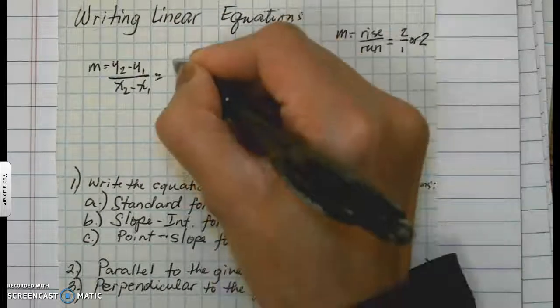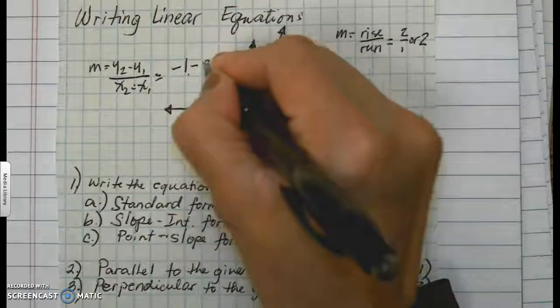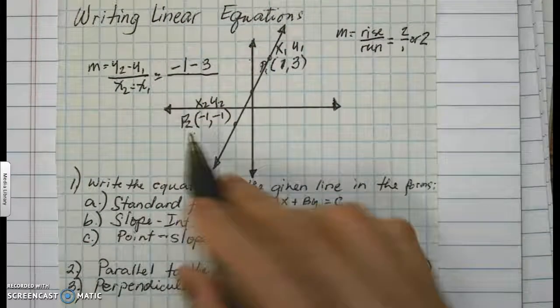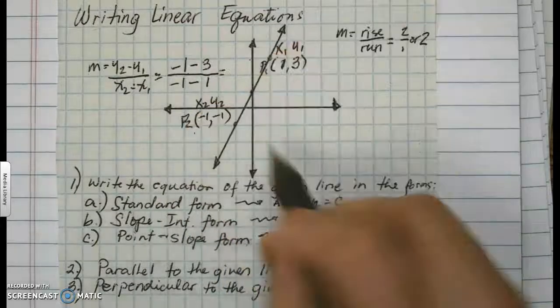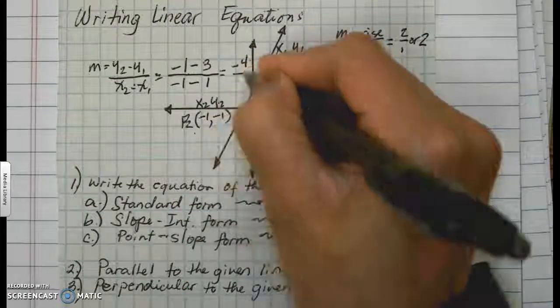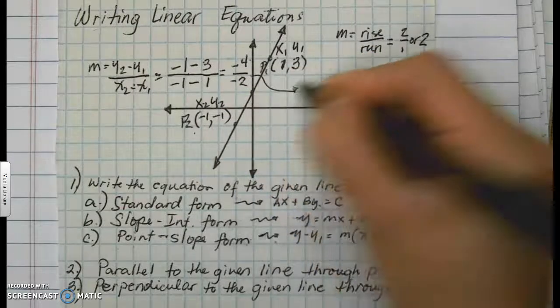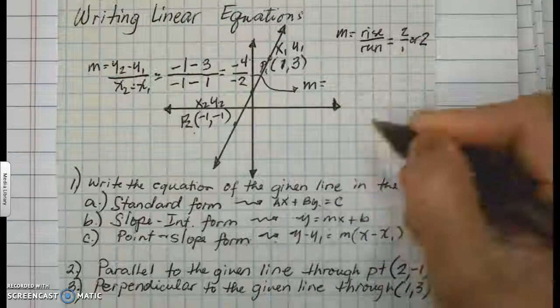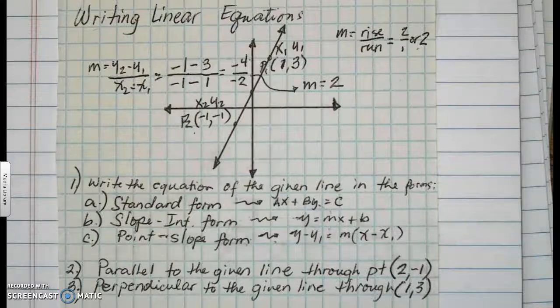So I'm going to have negative 1 minus, and then my y1 is a 3, all over x2, which is negative 1, minus a 1. And if you plug this in on your calculator, this is going to give you a negative 4 over a negative 2, which is going to become, let me write it down here, your m being a 2, which is what we anticipated. And so let us now begin writing our equation.